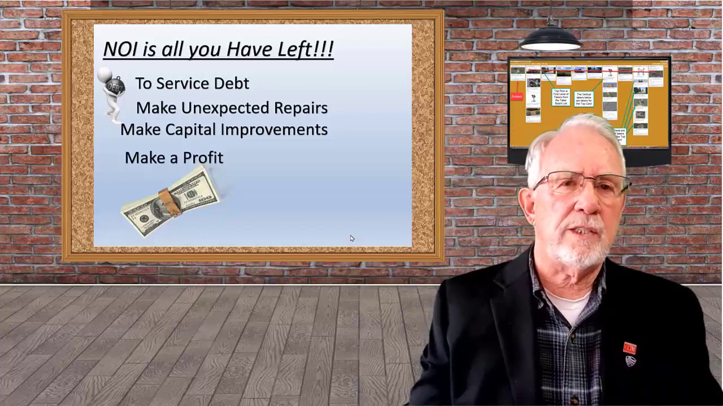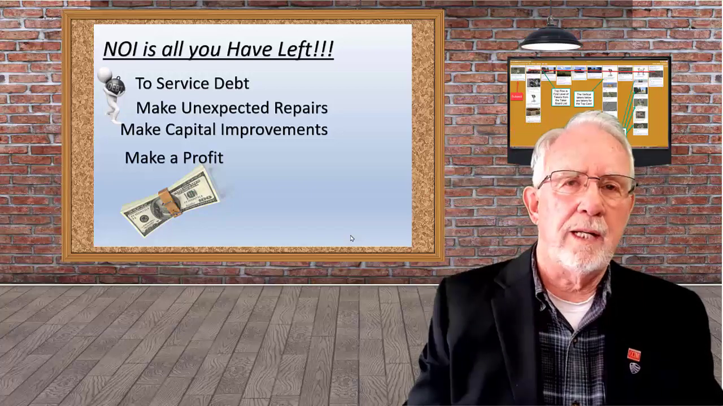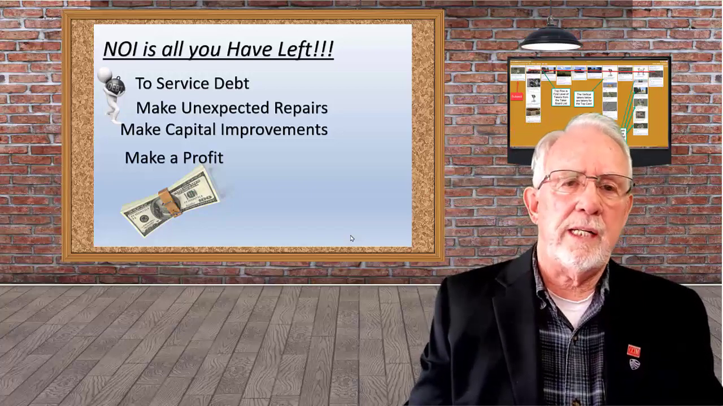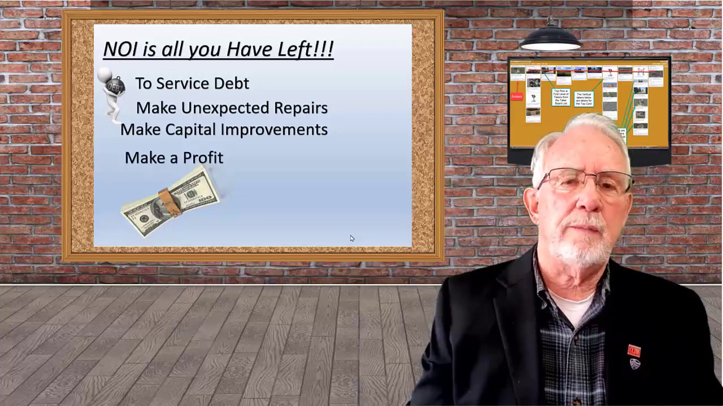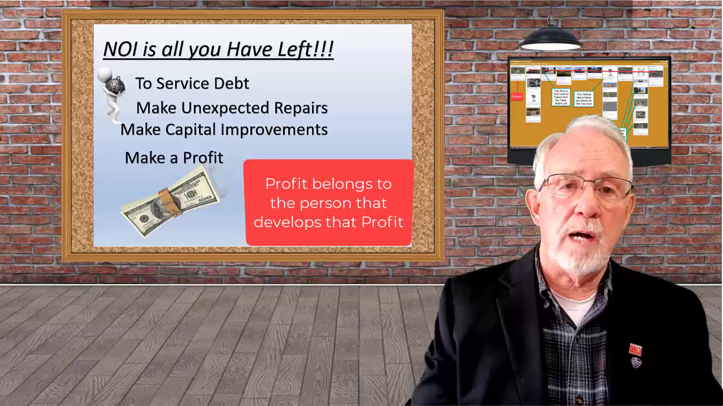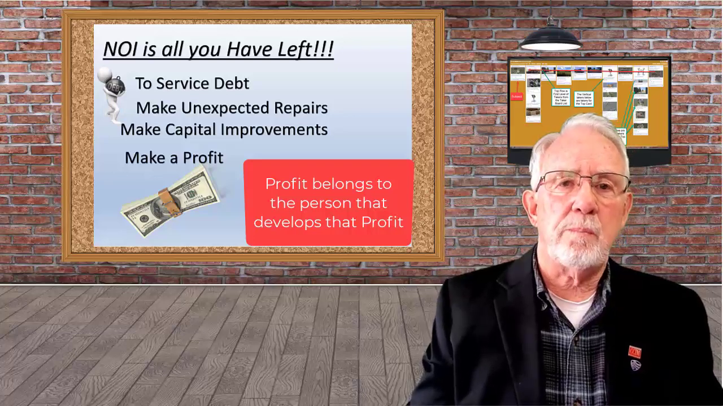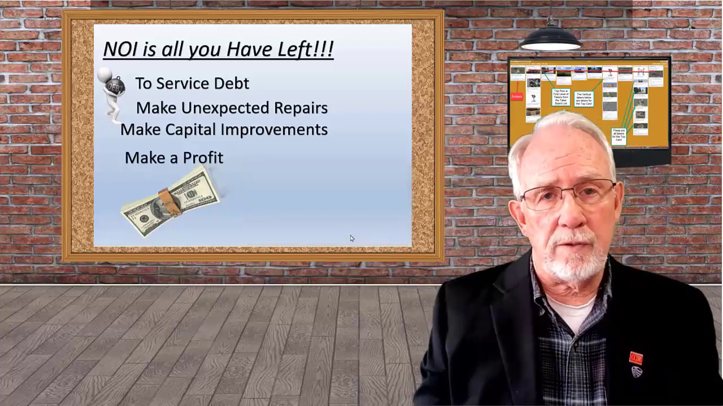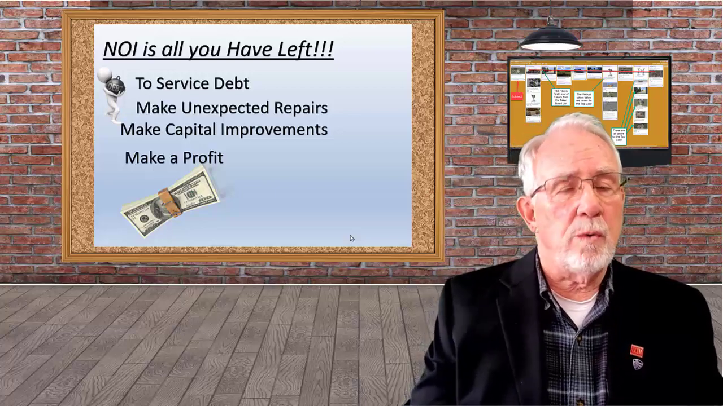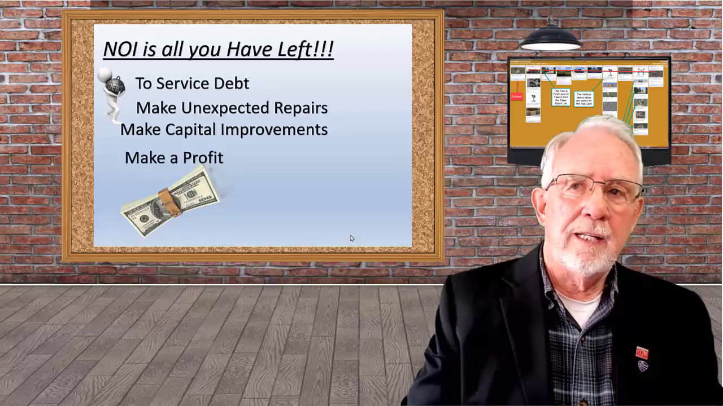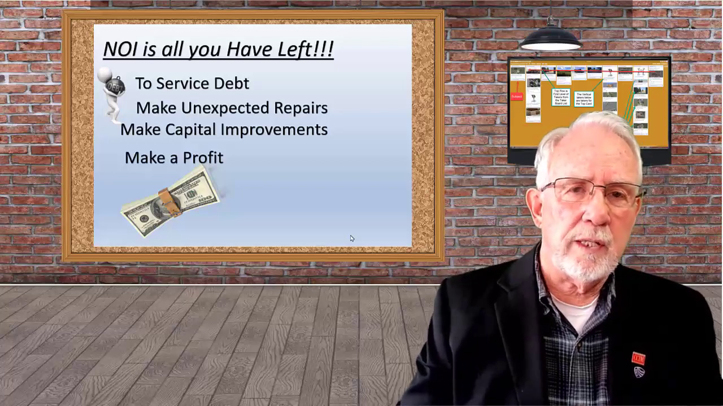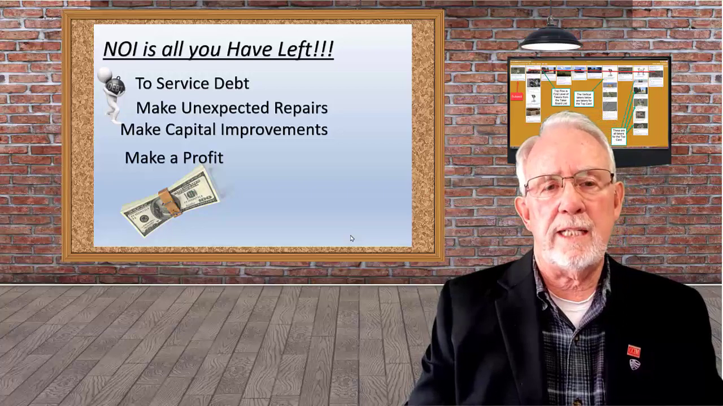And that's why it's so important that as brokers we don't try to sell potential, that we sell based on the actual income and expenses that the property is doing, because the profit belongs to the person that creates the profit, which most likely is the new buyer. So we don't want to try to sell profit before it's ever developed. And that's what it is when you sell projected income.